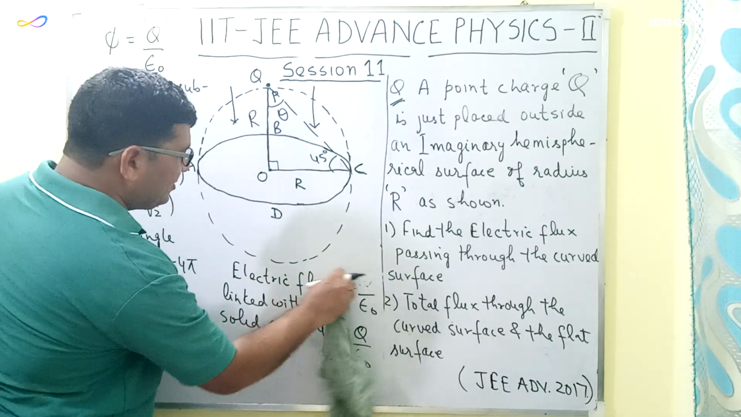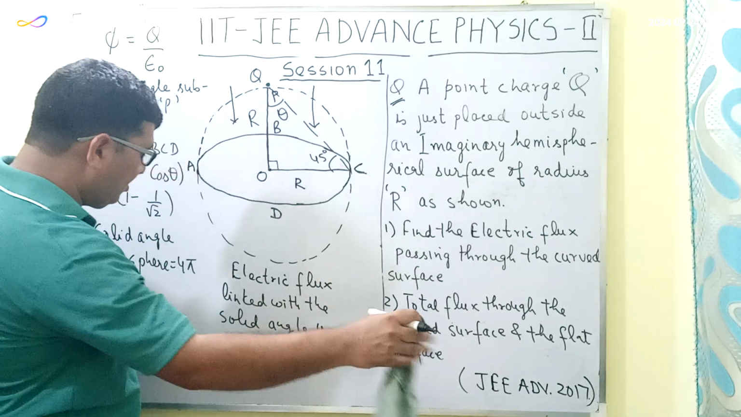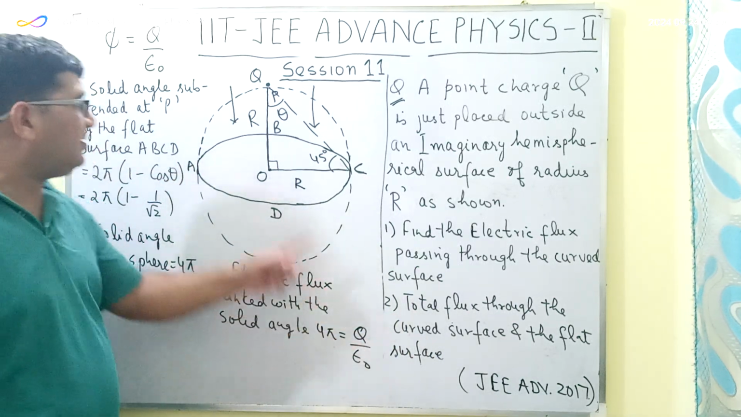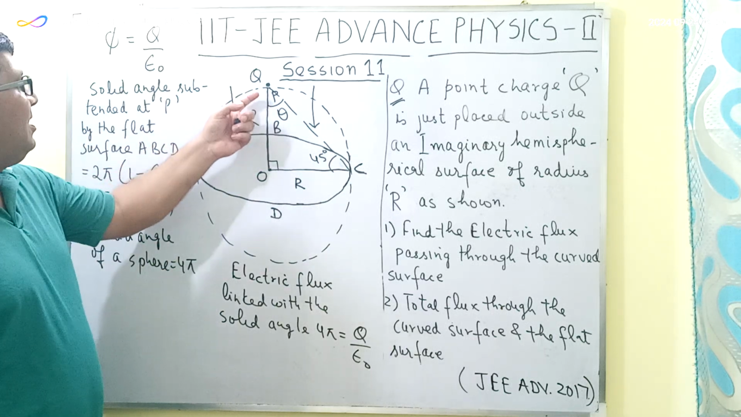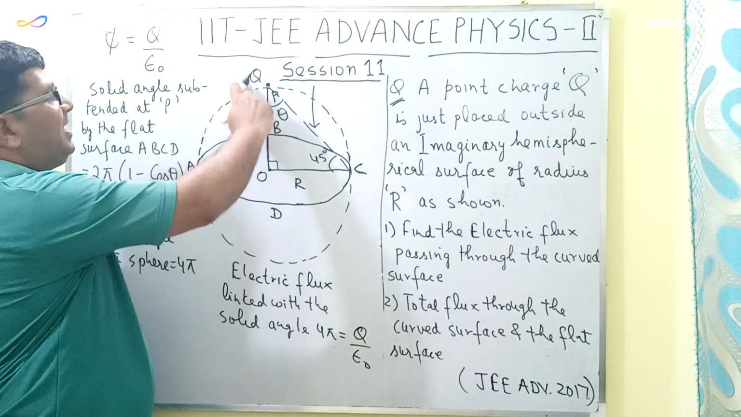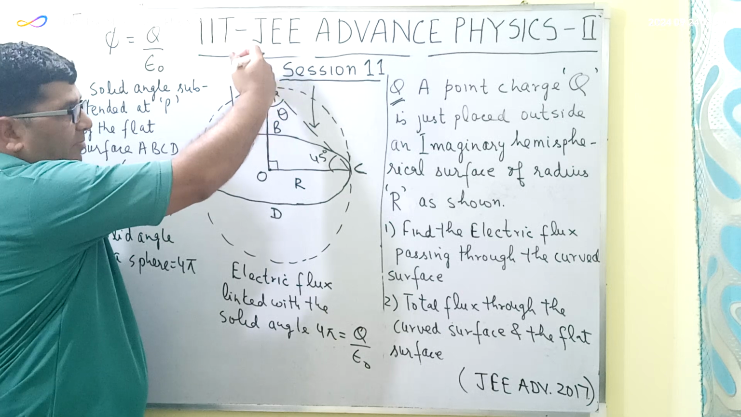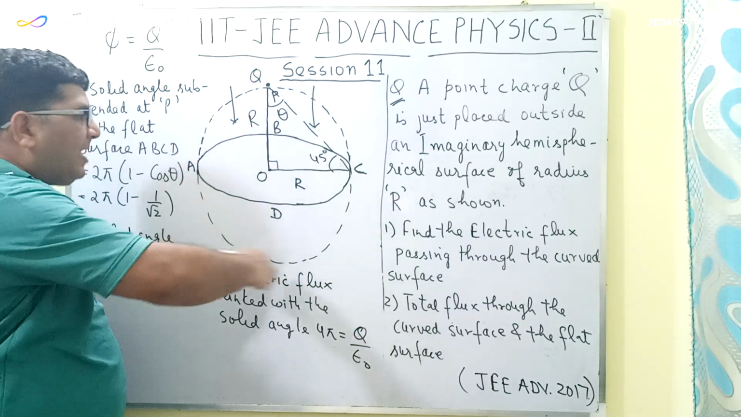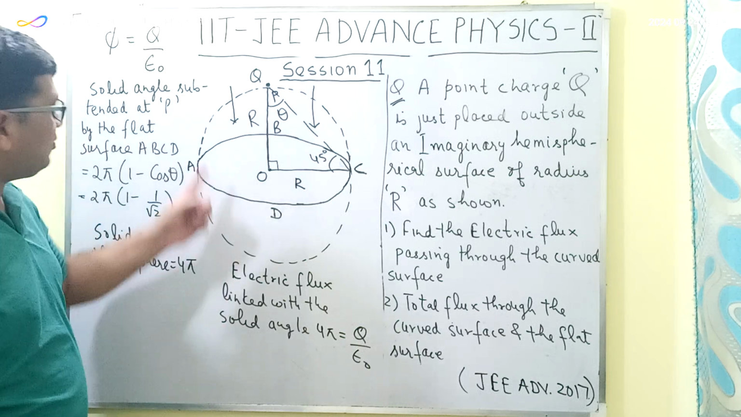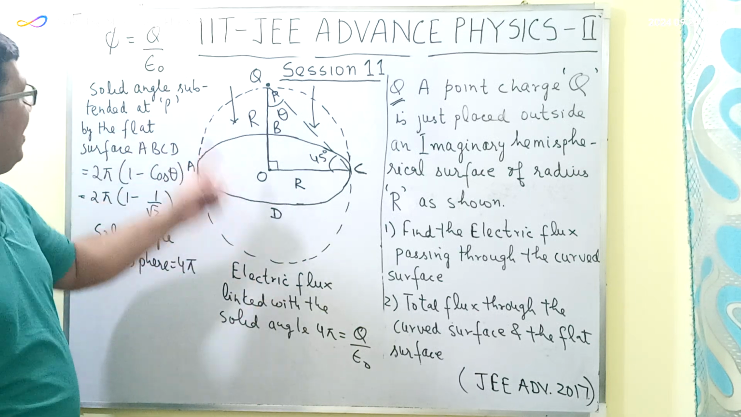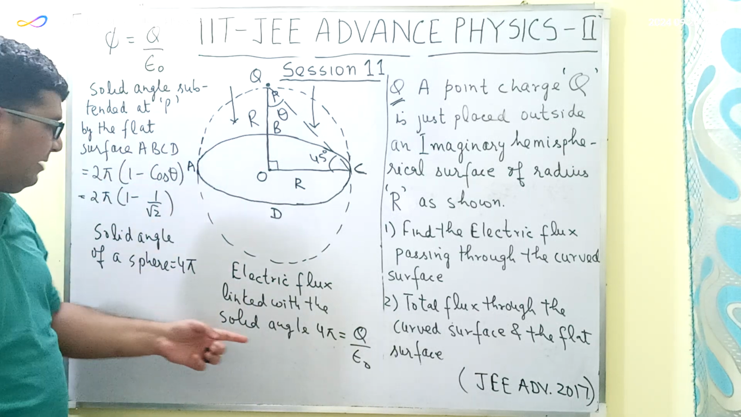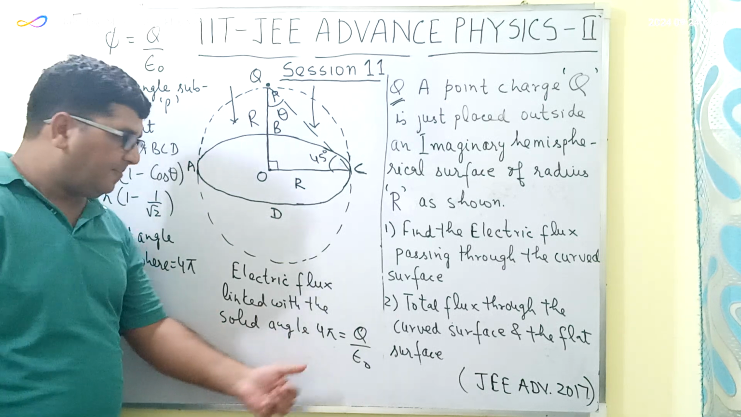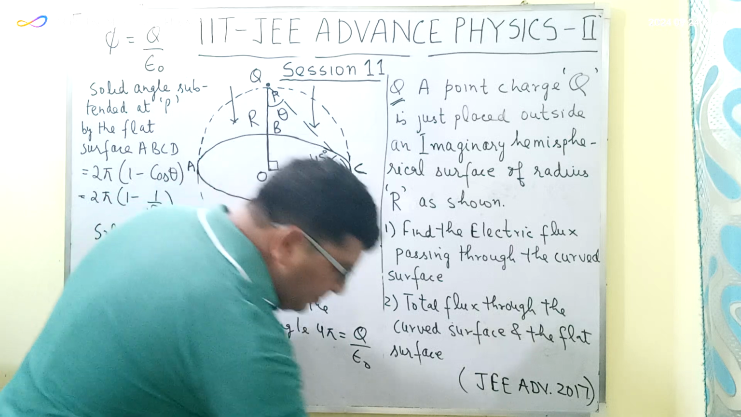The electric flux linked with the solid angle 4 pi will be equal to Q upon epsilon naught, because the flux produced by this charge Q will be passing through this curved surface, and it will be passing through this entire imaginary sphere also. So the total flux given by Q upon epsilon naught will be linked to the solid angle equal to 4 pi.